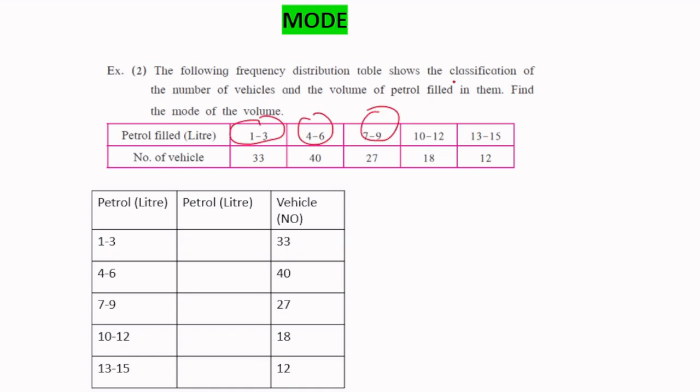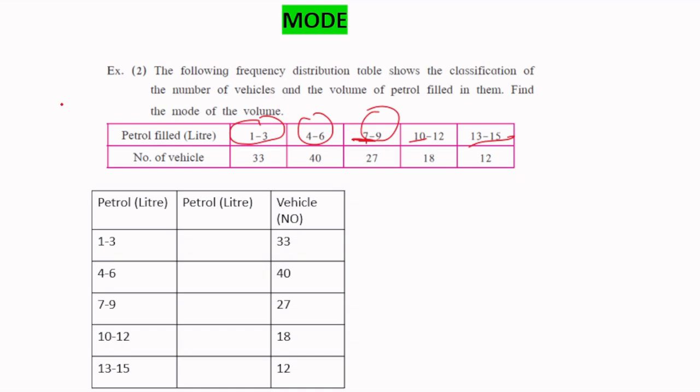If you notice, the same was done in median. If there is no continuation, meaning the previous class interval finishes at 3, the next should start with the same upper digit of the previous one. But the next is starting from 4. Here also it should start from 6, but it starts from 7. So there is no continuation. In that case, you have to find the continuation. To find the continuation, what was the solution?